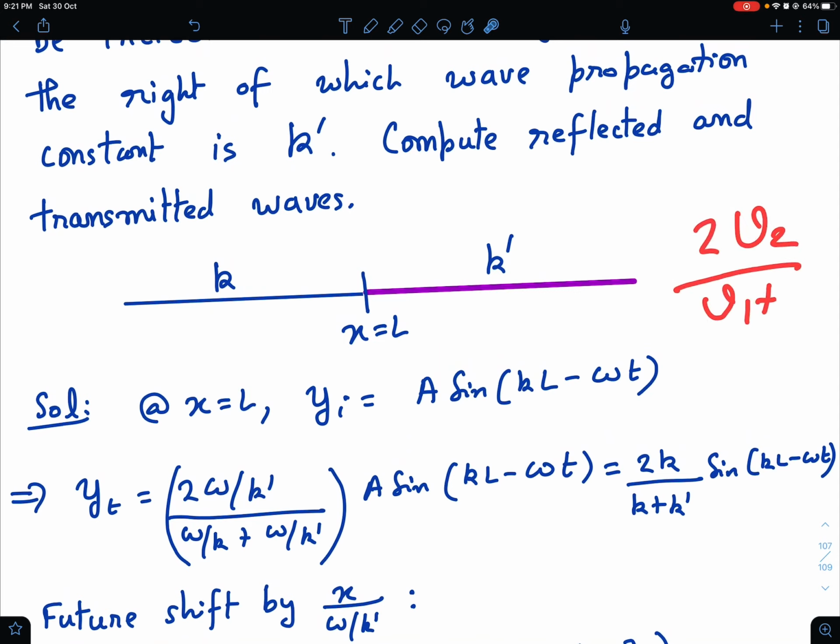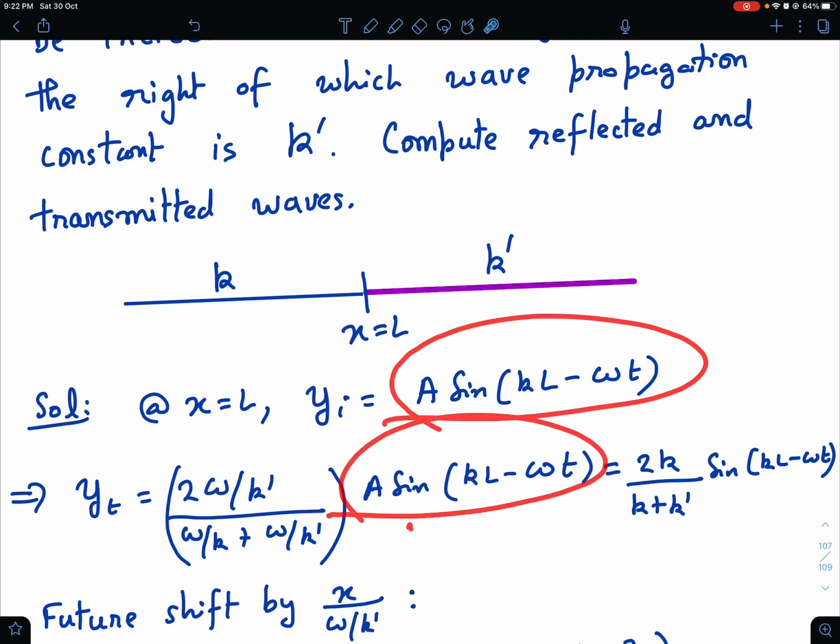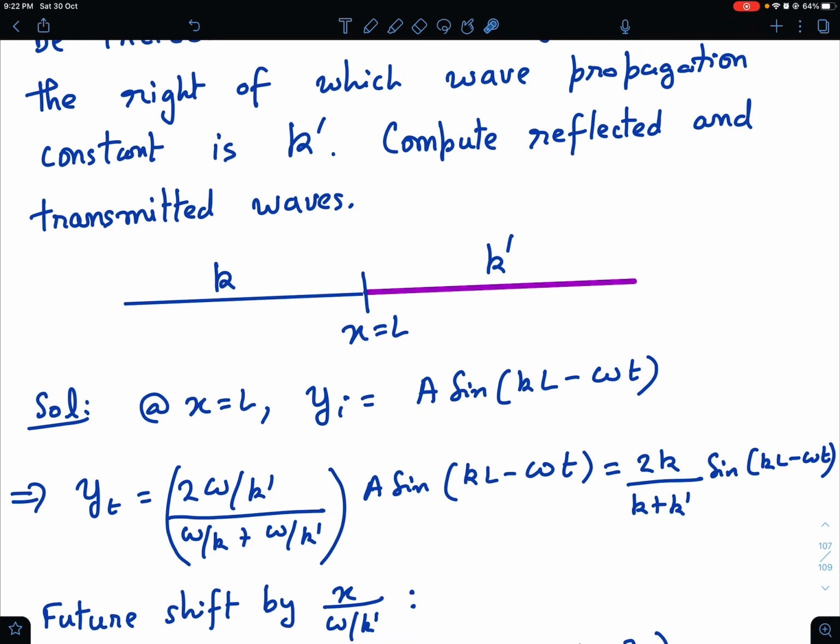Now what is y transmitted? You remember y transmitted was 2v2 upon v1 plus v2 into y incident, right? And v is nothing but omega by k. So that's what I've substituted. So instead of 2v2, I put 2 omega by k prime, and this is v1 plus v2, so omega by k plus omega by k prime, and this is a sine kL minus omega t coming as it is. Now you can just multiply it by kk prime on the numerator and denominator and simplify. Omega cancels outside, and so you get this as the transmitted disturbance, 2k upon k plus k prime, sine of kL minus omega t.